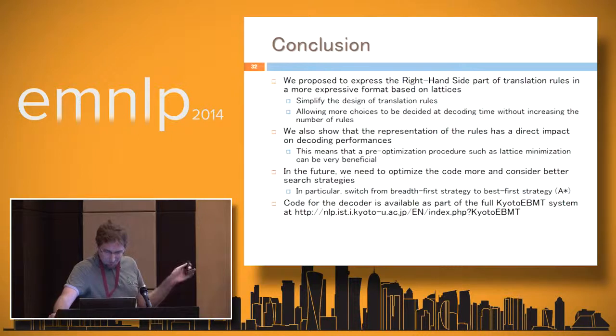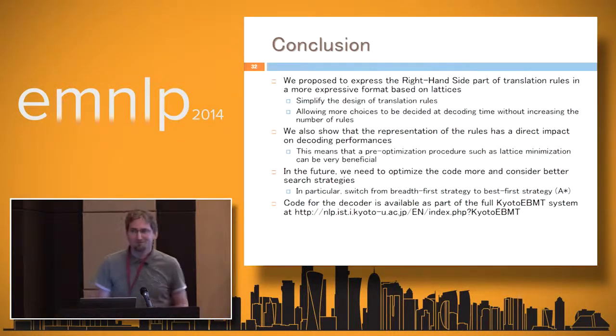In the future, we plan to first optimize the code a bit more and also consider somewhat better strategies. The code of the decoder is available as part of the full Kyoto EBMT system, which is open sourced at this address. I have to say that currently the decoder is just inside the code, so it's not convenient to use right now, and there is not much documentation. But I plan to make it standalone with at least decent documentation in case somebody is interested in trying it. That should be done in the very near future anyway. So that's all.